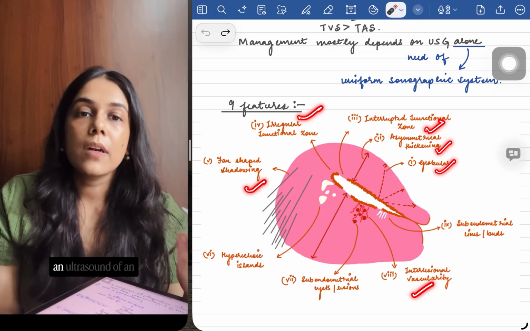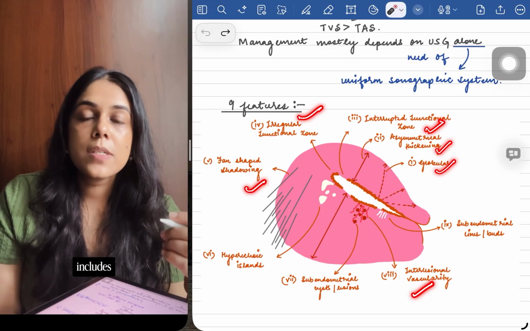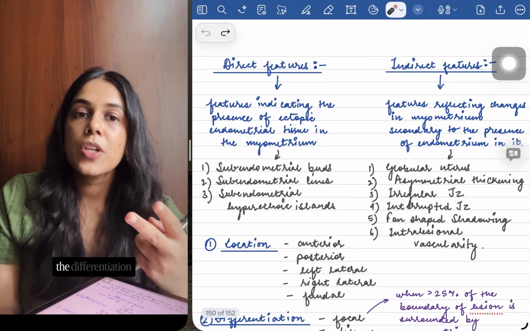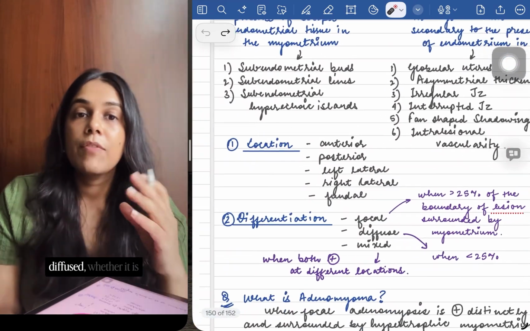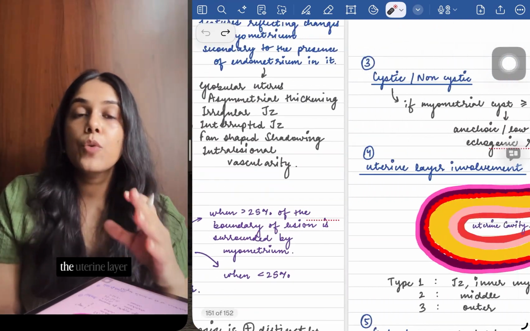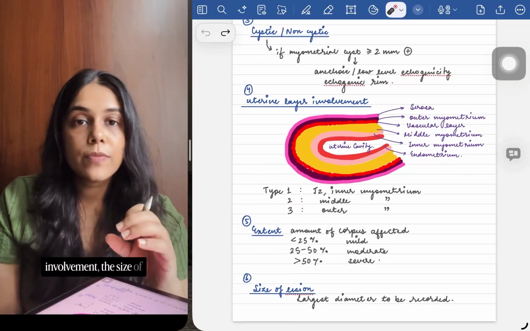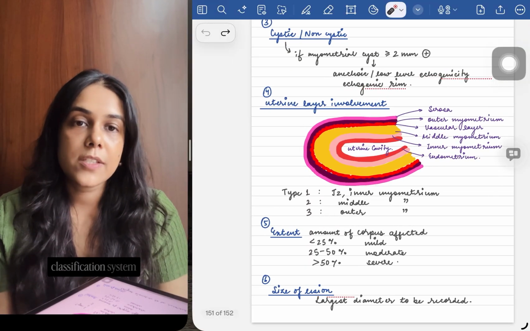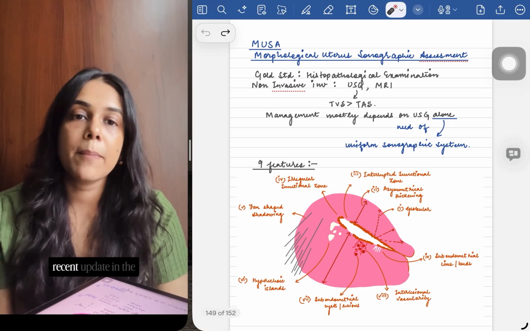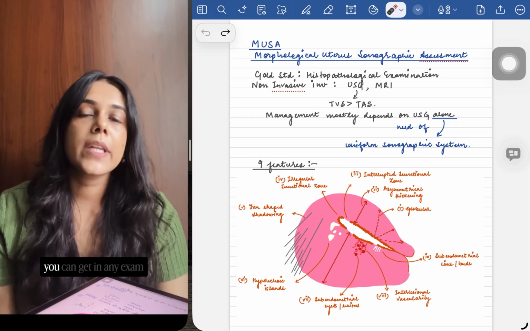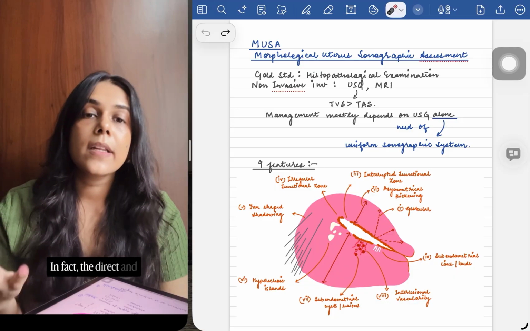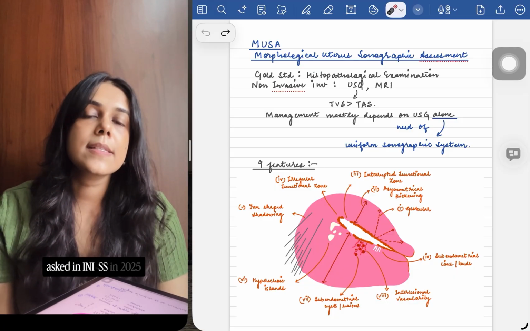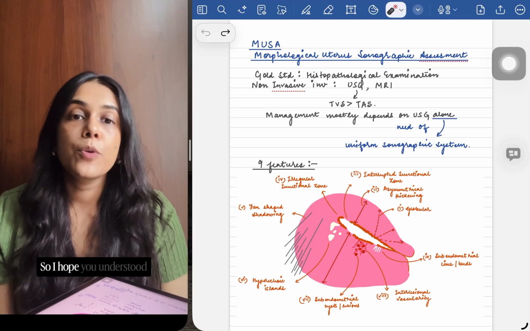What all features to see in an ultrasound of an adenomyotic uterus includes the location of the lesion, the differentiation between focal, mixed or diffused, whether it is cystic or non-cystic, the uterine layer involvement, the size of the lesion, and the extent of the involvement. I hope you were able to understand the MUSA classification system. This is a very important recent update in the topic of adenomyosis, which you can get in any exam. In fact, the direct and indirect features were asked in INISS in 2025 also. So I hope you understood it well.